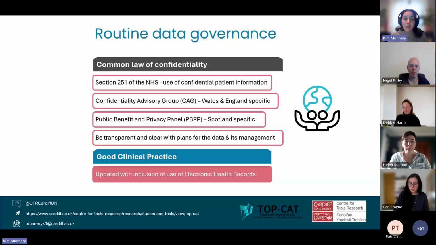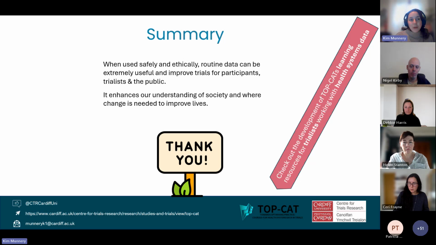And just to mention, as GCP has been mentioned as well, GCP has been updated and they've included the use of electronic health records. So it's always good to have a look at that, and I believe it's mentioned in the hot topics section. So thank you very much, everyone. I just want to say that routine data is, of course, a rich, powerful data collection tool. And when used safely and ethically, it's extremely useful and can improve trials for participants, trialists, and the public. And it enhances our understanding of society as a whole and where change is needed.